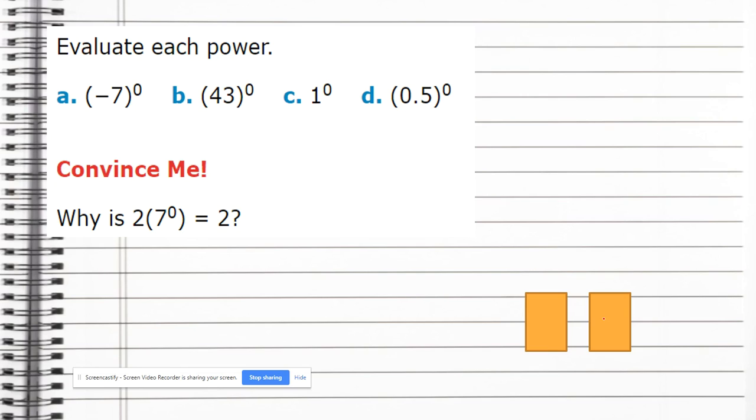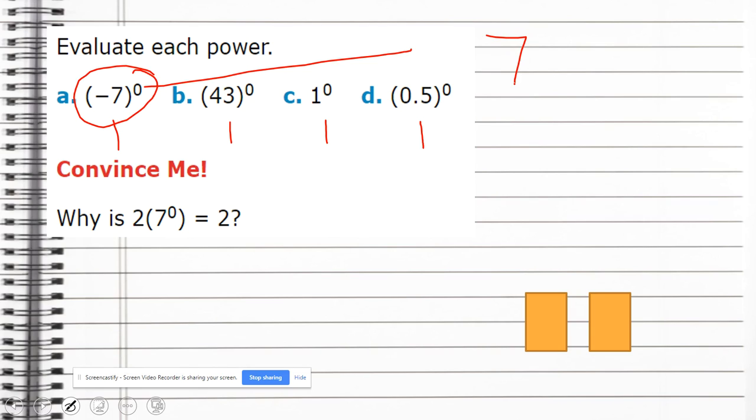So let's evaluate each power. Negative 7 to the 0 power, 1. 43 to the 0 power, 1. 1 to the 0 power, 1. 0.5 to the 0 power, 1. Now, please don't get this confused with having a negative exponent. If I had 7 to the negative 6th, that is completely different, right? So that's not going to equal 1. That base can be negative as long as the power, or the exponent, is 0.